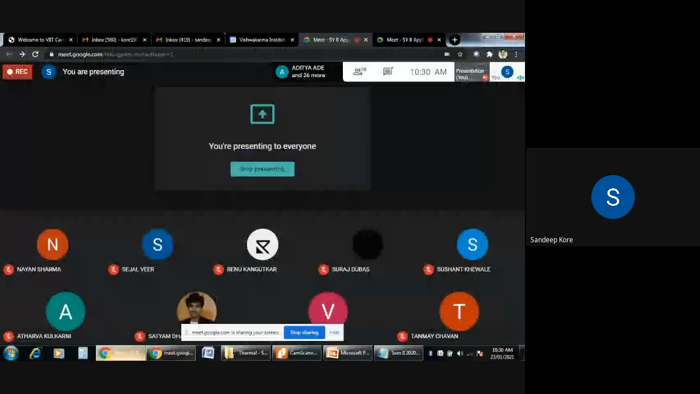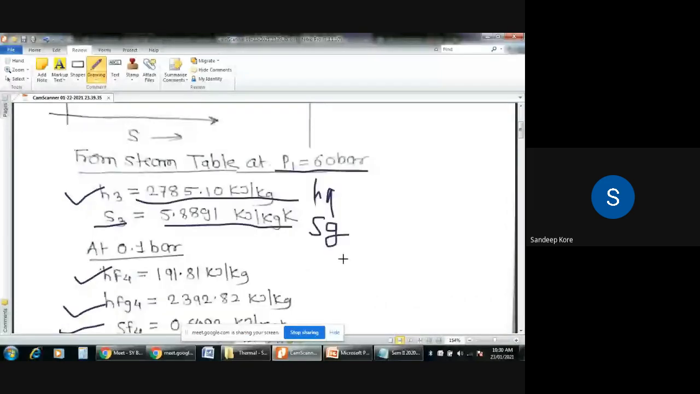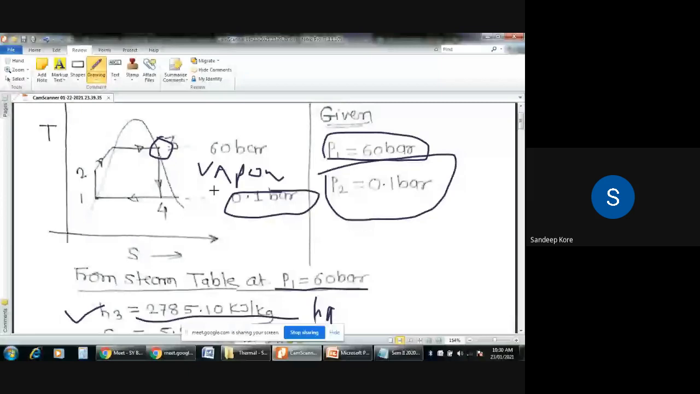Okay, so I will move ahead. Now our aim is to find out the turbine work first of all. The Rankine cycle efficiency is turbine work divided by heat supplied.